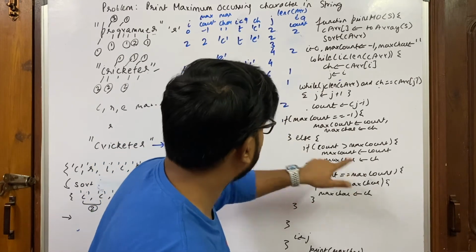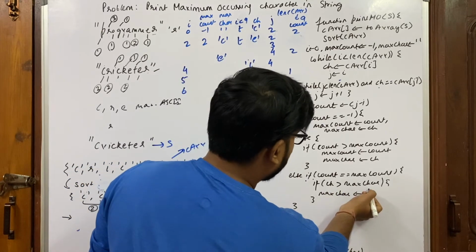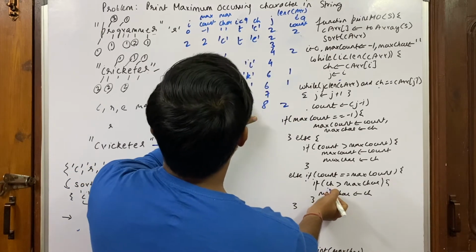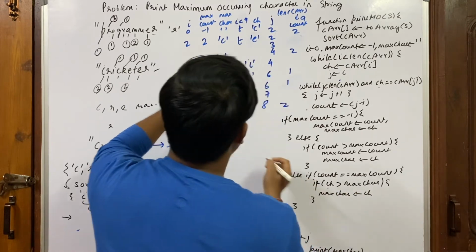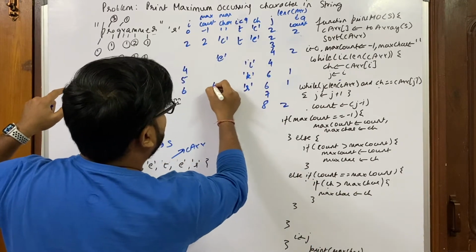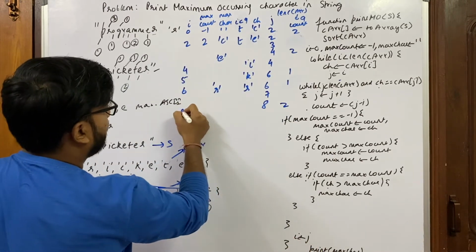Else if count is equal to max count, count is 2, max count is 2, true. ch is greater than max car? ch is r, max car is e. Okay, so this is not true, so max car becomes r. Okay, and you set i to j, i becomes 8.